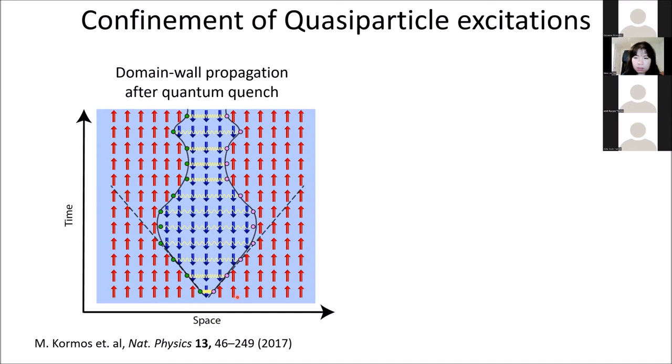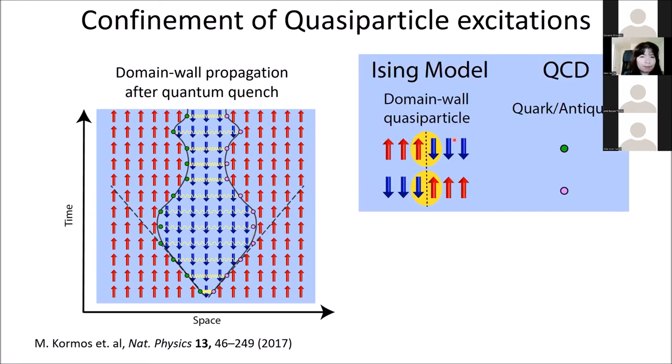Please ignore all the black lines for now. In general, this is a time evolution of spin dynamics of individual particles. Let's focus on a region called a domain wall, which is here. A domain wall is between two anti-aligned spins, and we call this a domain wall quasi-particle. This is analogous to a quark and anti-quark, which is this green and pink circle in this diagram.